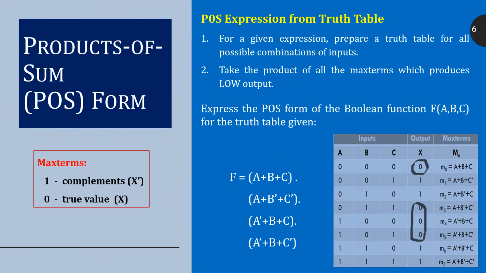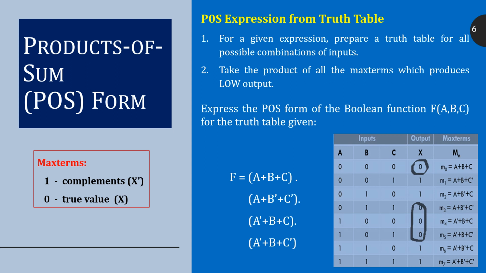If we are given a truth table, how do we write the corresponding POS terms? For a given expression, first we need a truth table for all the possible combinations of inputs. Then take the product of all the max terms which produce low output. It is just the opposite of the SOP expression. In this case, we take the product of all the max terms which produce low output.